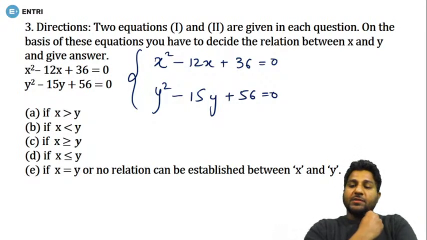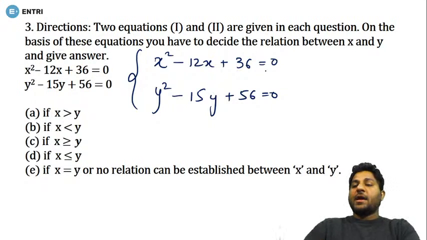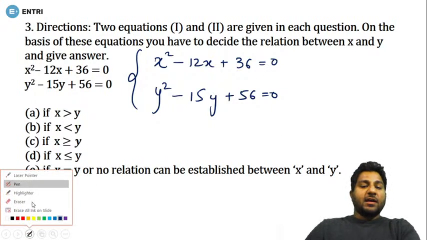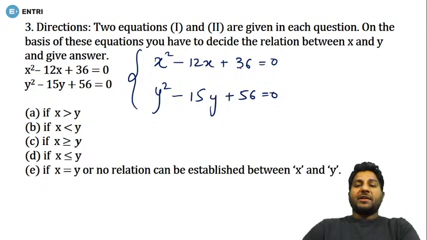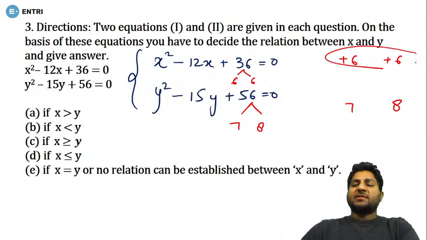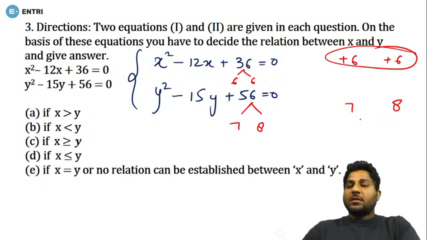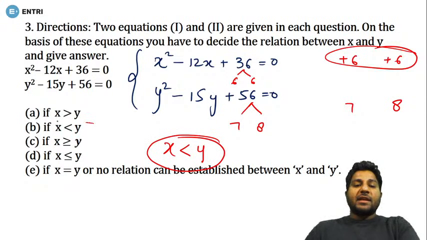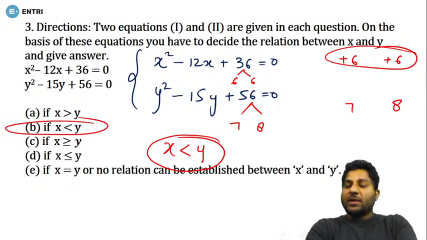C. Okay, so Sarla has given me C. So now let me check the answer. Here, look at this. Their roots will be plus 6 and plus 6, while their roots will be 7 and 8. So clearly both the 6 will not be able to make it greater than y. So x will always be smaller than y. That means your option B will be the correct one.